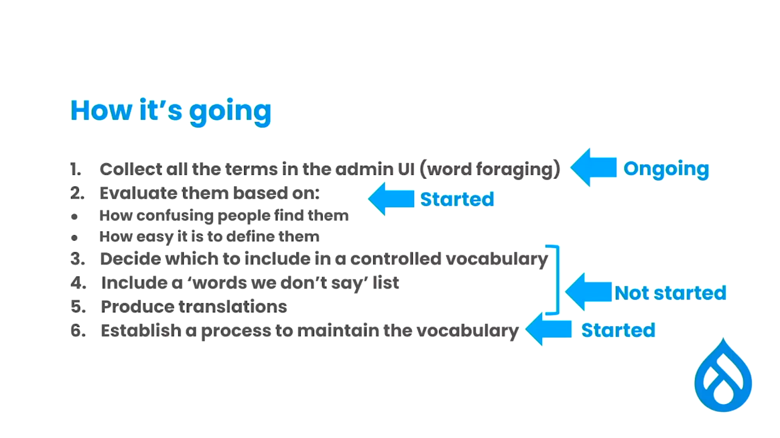So how it's going: it's ongoing on step 1. I said there would be bumps in the road and cans of worms. Turns out that is a colossal can of worms. There are a lot of words in there. And so that's ongoing. We have started evaluating them. We have a quiz, which I'll talk about in a minute, and we've also started looking at how we're defining them. We've started looking at the process to maintain the vocabulary, and we haven't started stages 3 to 5 because they're dependent on the other stages.